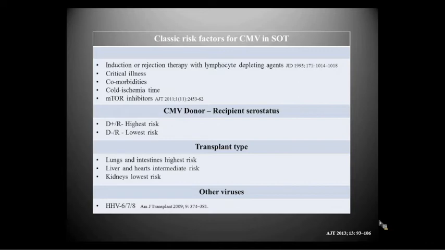It certainly varies by transplant type. So lungs and intestines are highest risk and kidneys are lowest risk. Basically, organs where there's a lot of lymphoid tissue are the ones that are going to be at high risk. And then, as I mentioned, there are certain viruses which kind of work in synergy with each other. So if you ever find someone who has HHV6 viremia, definitely check a CMV. CMV is probably happening somewhere.